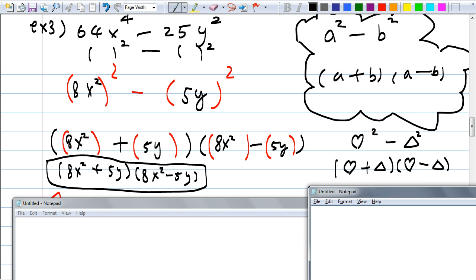Does that make sense? And in place of heart and triangle, you could put in anything you want. You could plug in some monomials. That's kind of interesting. Or you could actually plug in polynomials in there too. As long as there's something squared minus something else squared, you could always use this pattern. If it's a difference of squares, it always factors out to be the first term plus the second times the first term minus the second, whatever the first and second term are. It doesn't have to be some numbers or one variable. It could be a monomial. It could be a polynomial even. Does that make sense? All right, good.